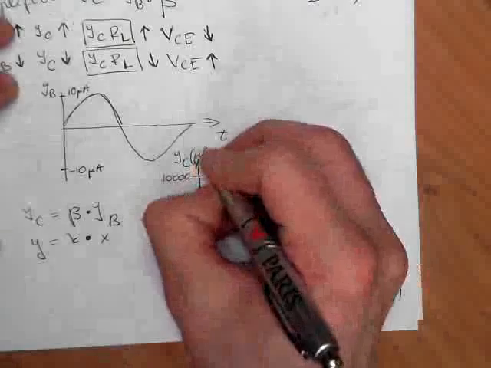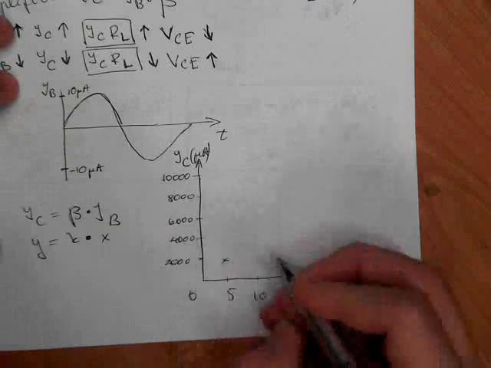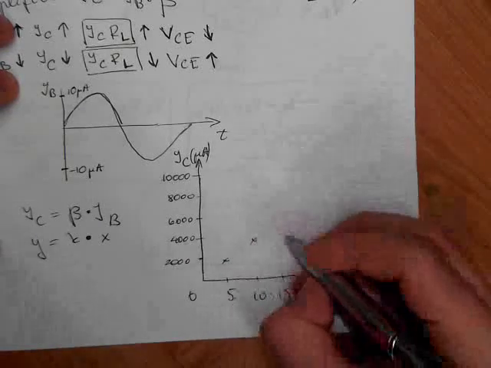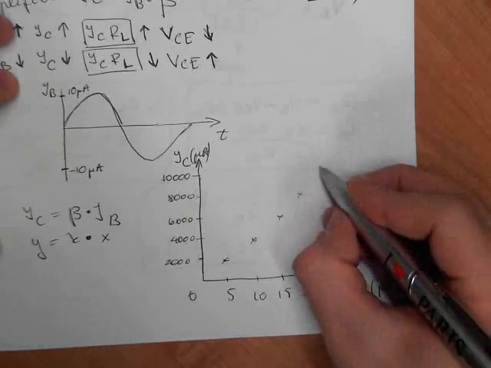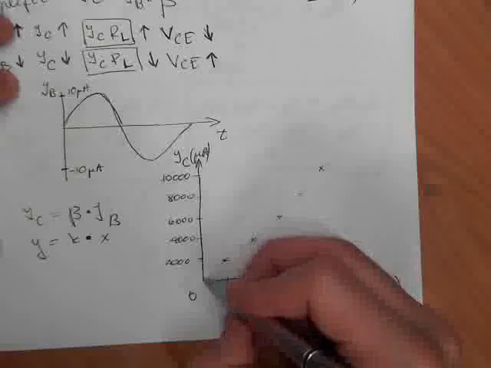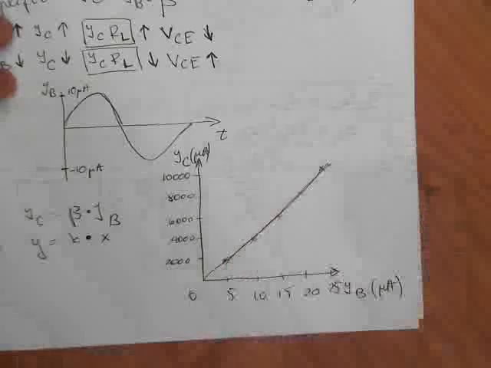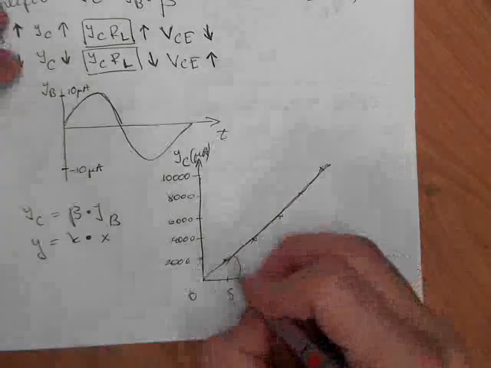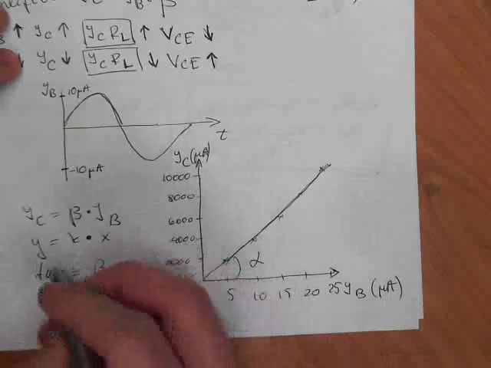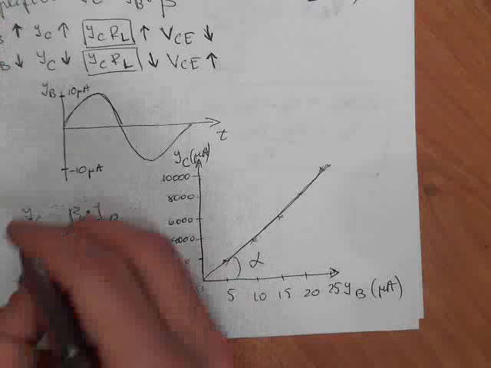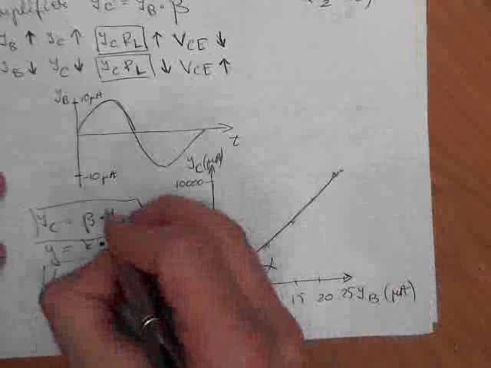And this comes to, at 5 we have 2000, at 10 we have 4000, at 15 we get 6000, at 20 we get 8000, at 25 we get 10,000. It is almost a straight line that we get. In practice we should get this straight line, and this tangent alpha is equal to beta. So this is the linear region. It means that between IC and IB there is a linear relation.